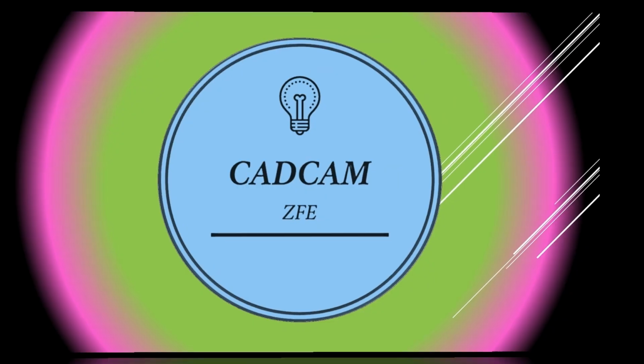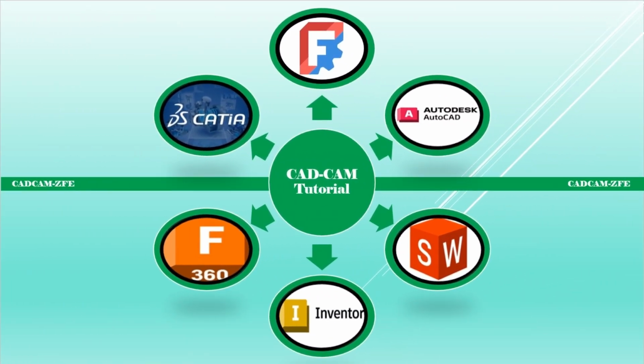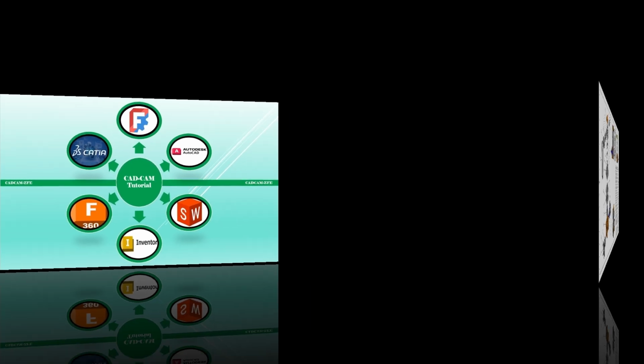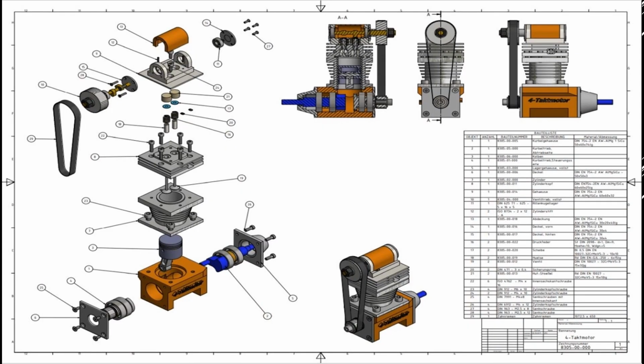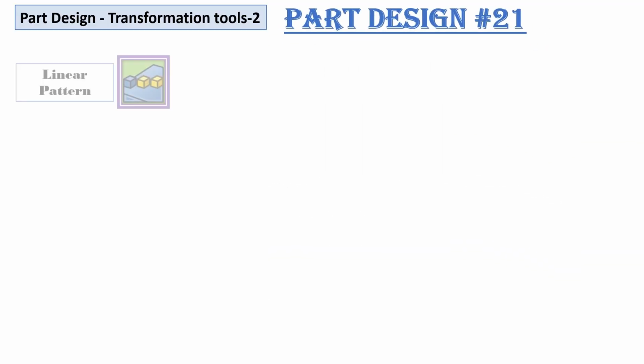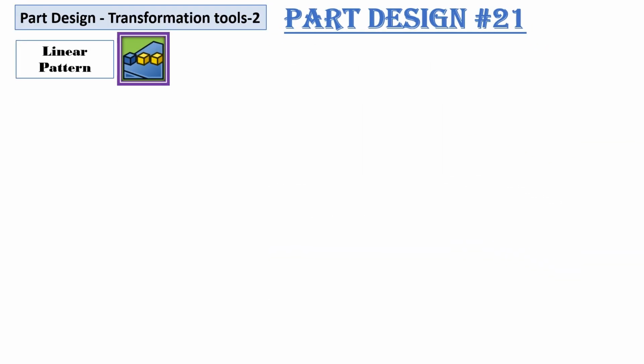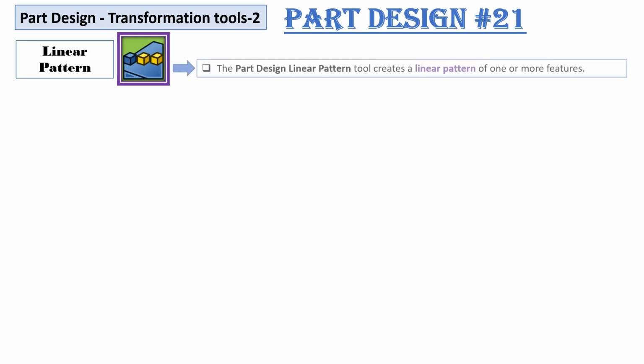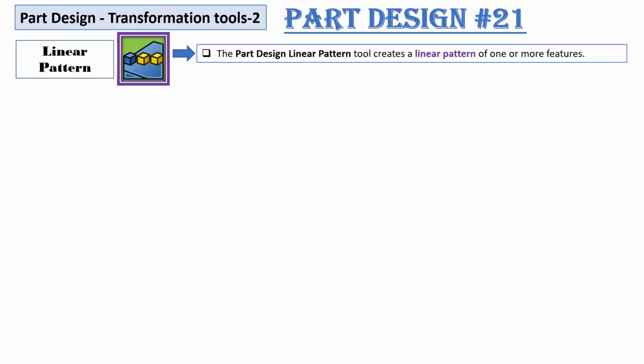In this tutorial, you learn about the application of the Part Design transformation tools like linear pattern, polar pattern, and multiple transformations. You also learn the several ways to invoke these tools. This Part Design transformation tool is called linear pattern. The Part Design Linear Pattern tool creates a linear pattern of one or more features in one direction.